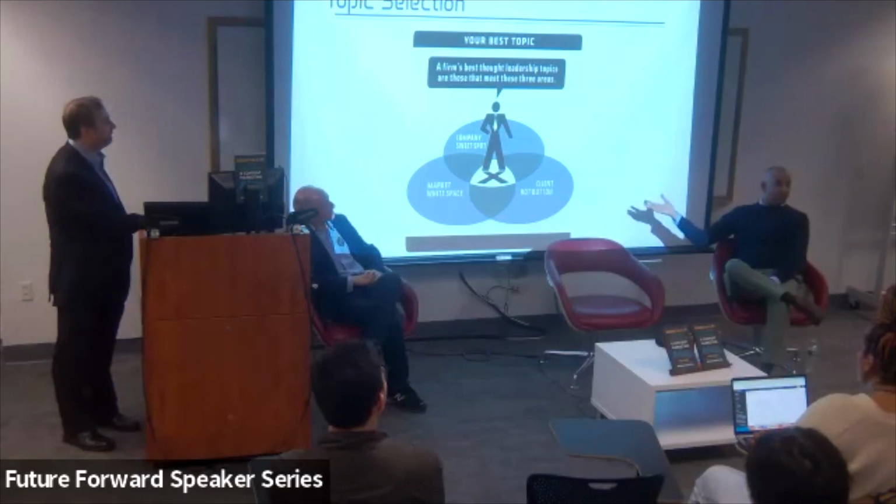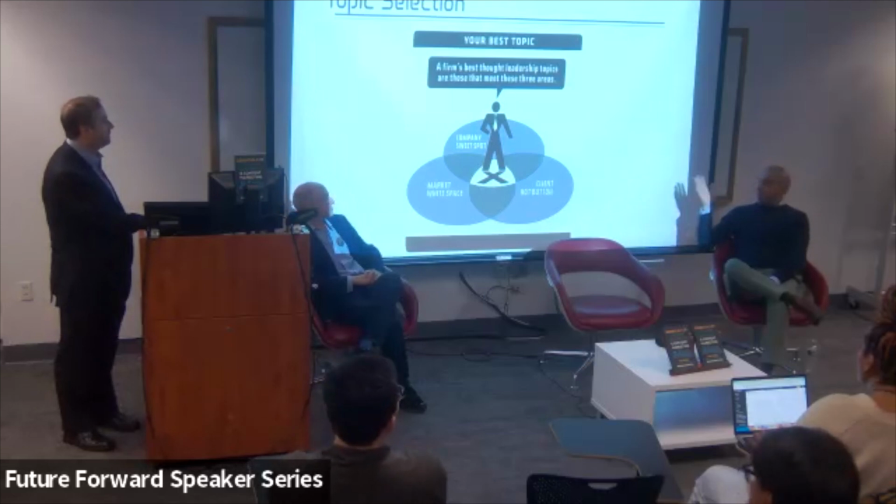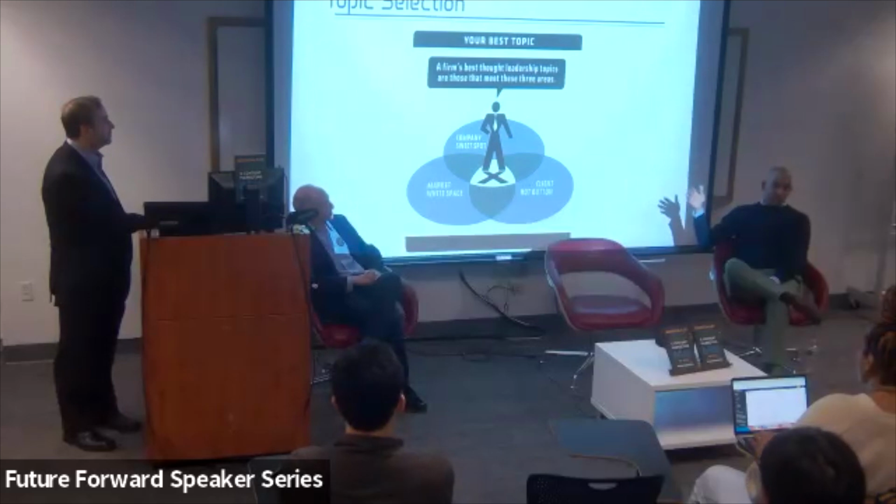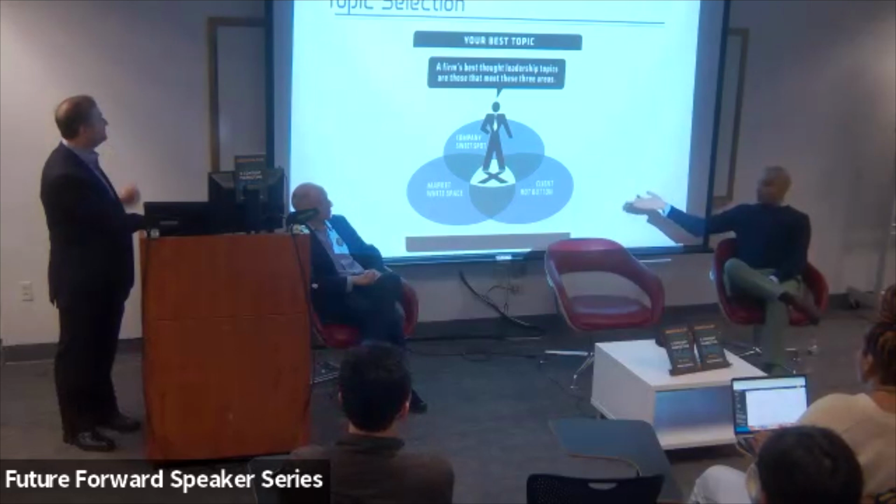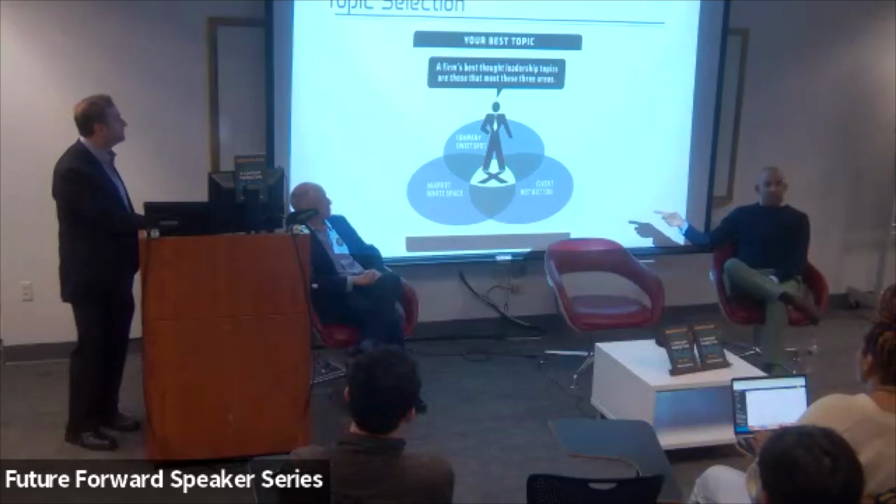Oftentimes, when you see a construct like this, at least my first question is always, which of these three circles is the most difficult to figure out? And in my experience, they're all difficult to figure out, depending on what company you're at. Like at IBM, because IBM is 120 years old, they knew what the company's sweet spot was. The clients had been with them for a really long time, so they knew what their clients' hot buttons were. But we weren't so great at listening.